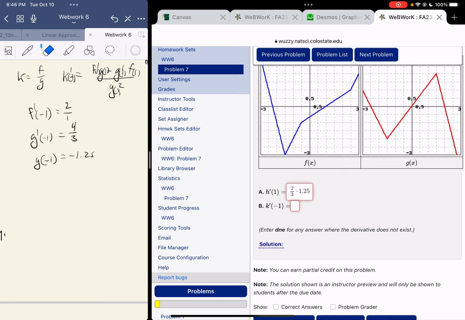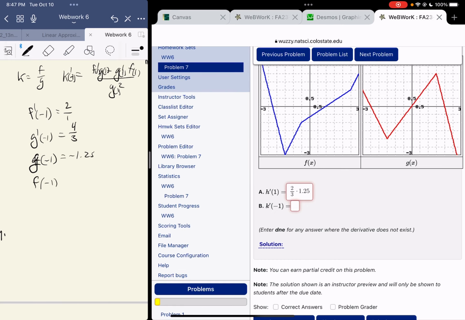And, oh, nope, that was f. The blue curve at negative 1. Is that right? Wait, or was that g? That was g. Blue curve and red curve. Damn it. F at negative 1 is negative 2.